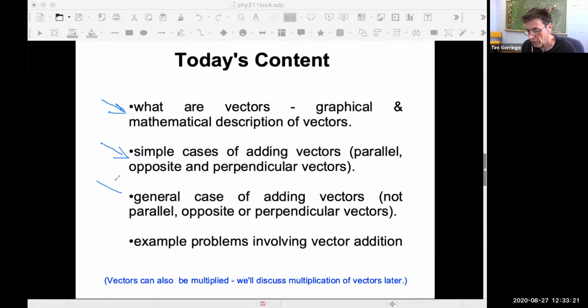And then we'll move on, this bullet here, to the general case, the general way in which you can add vectors. And we'll use that if the vectors are neither parallel, opposite, or perpendicular. We'll be able to add together a pair of vectors that have any orientation with respect to one another. So that's the plan there.